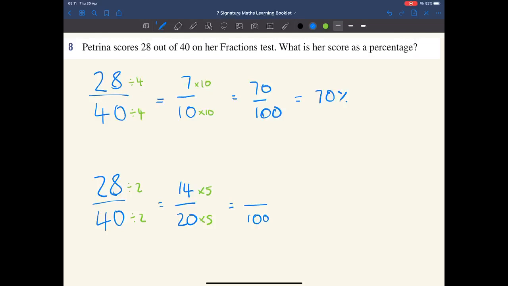14 times 5. So for me, I like the first strategy more because I can multiply 7 by 10 easier than I can 14 by 5. But fairly straightforwardly, 14 times 5, guys, just times by 10 and then halve it. So 14 times 10 is 140, and then halve that, that'll make 70, which will be 70%. Cool. That's question 8. Happy with that?